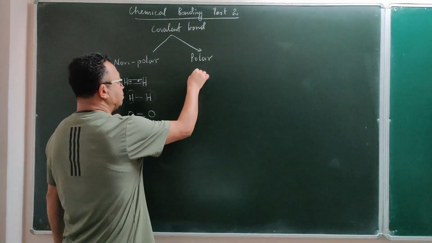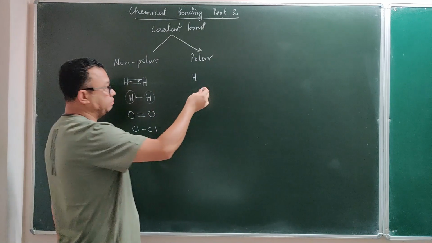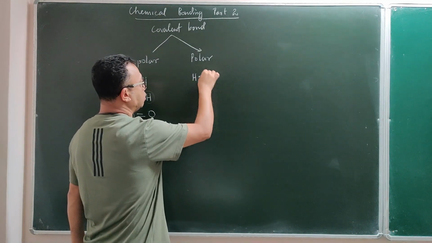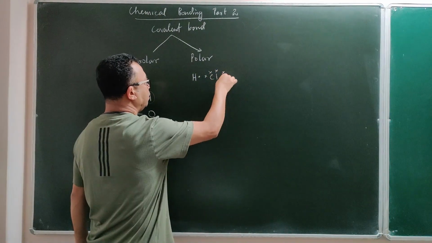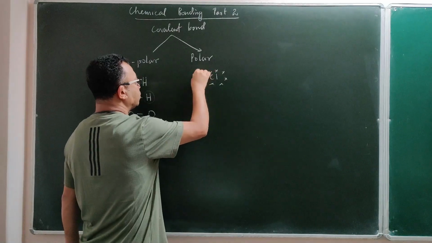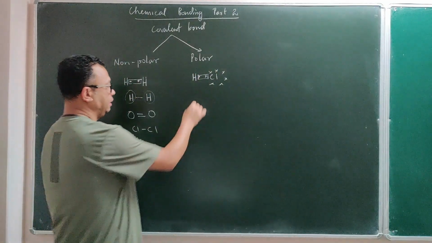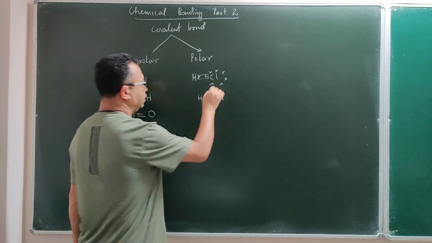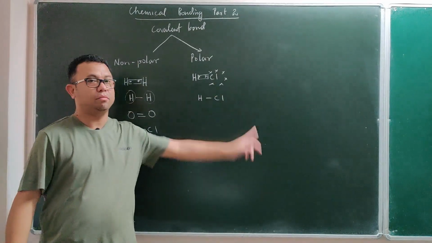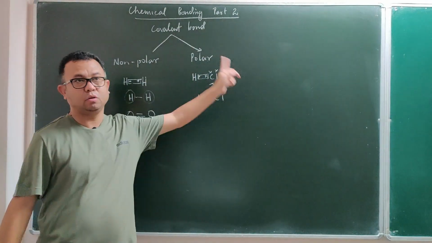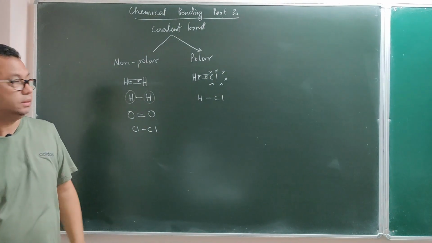But when the combining atoms are different, let us combine hydrogen with chlorine. Hydrogen has one electron, and chlorine has 7 electrons on the outermost shell: 1, 2, 3, 4, 5, 6, 7. They will share one pair of electrons here like this, and HCl is formed. So here you have a single covalent bond between the two. Hydrogen attains a duplet and chlorine attains an octet.